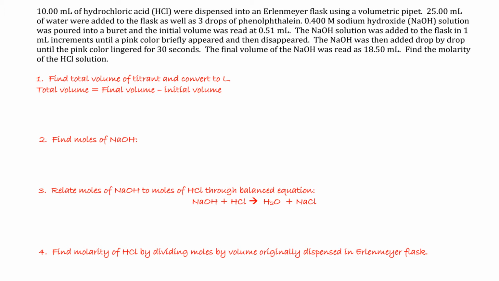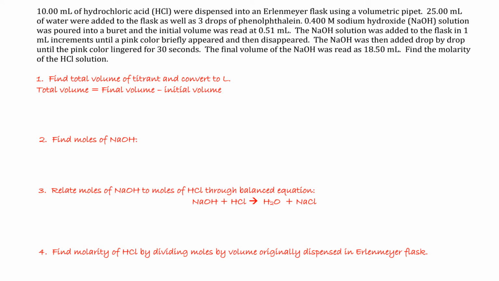So, a 0.4 molar solution of sodium hydroxide is poured into a burette and the initial volume is read at 0.51 milliliters. The sodium hydroxide solution is added to the flask in 1 mL increments until a pink color briefly appeared and then disappeared. The NaOH was then added drop by drop until the pink color lingered for 30 seconds. Then the final volume of NaOH was read at 18.50 milliliters. Find the molarity of the hydrochloric acid solution.